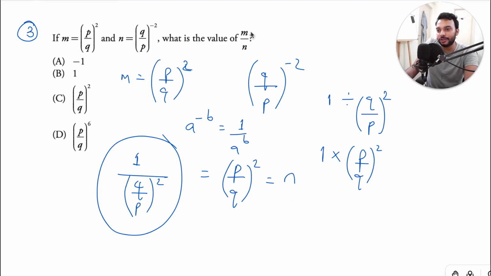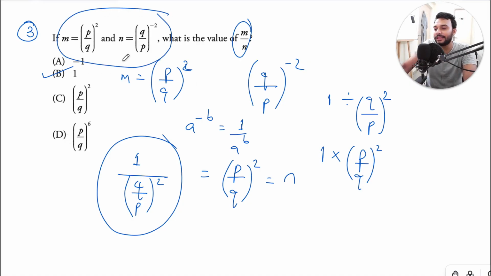So what is the value of M over N? It's simply 1, option B. No complicated options like C or D. So make sure you get the expression right. You get the simplified expression of N right. Then only you'll land at this option. Otherwise, looking at these expressions at the outset, it might look indicative that one of option C or D would be correct.